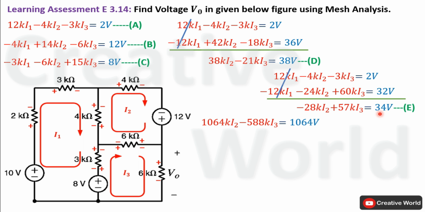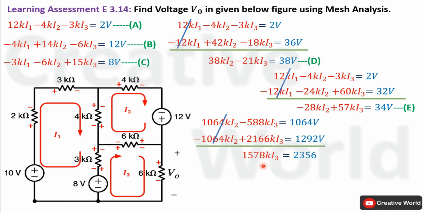Now multiply equation E with 38. The equation will become minus 1064k I2 plus 2166k I3 equal to 1292 volt. Now add these resulting equations together. 1064k I2 minus 1064k I2 will cancel out with each other. Subtract 588k I3 from 2166k I3, it will become 1578k I3. And on the other hand side of equal, these two values will be added together. Their sum will be equal to 2356 volt.